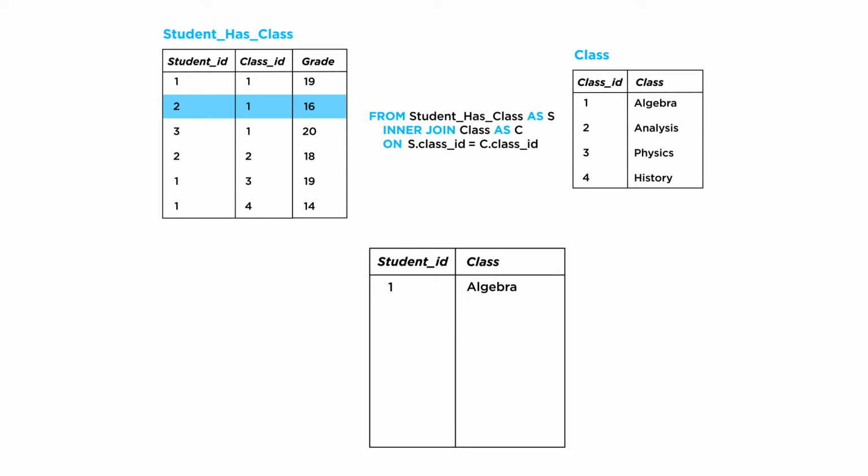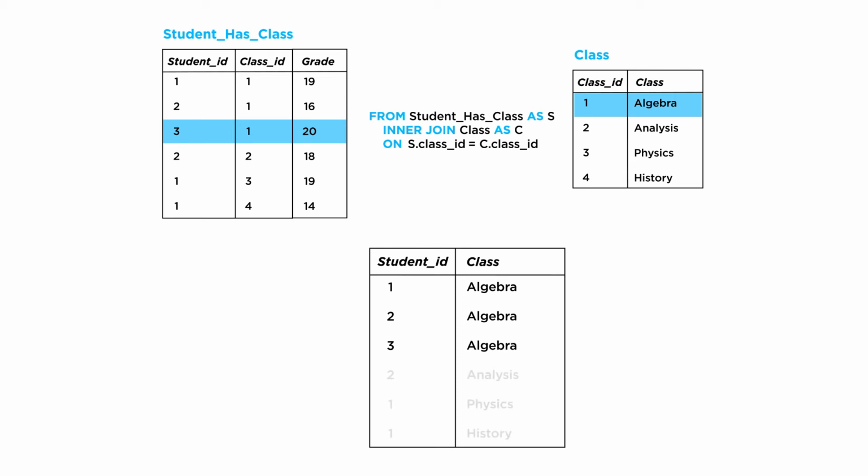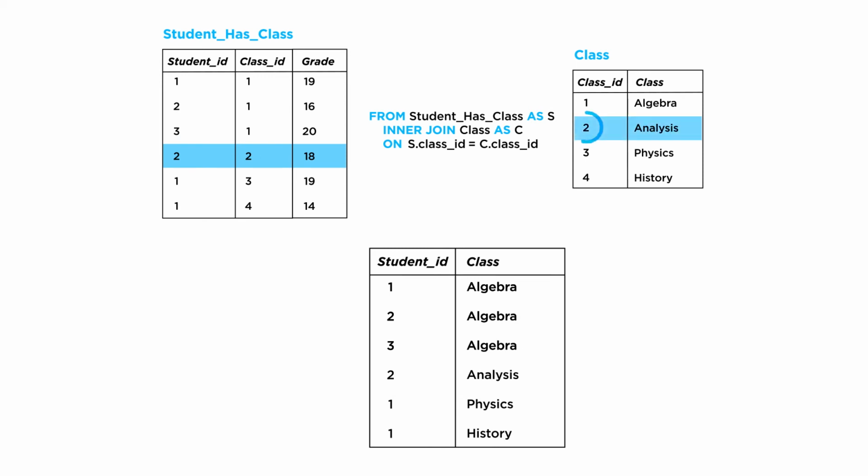Second row of the table, student ID 2, class ID 1. Again, we look up class ID 1 in the class table, we get algebra. So we have student ID 2 and algebra in the output. Again, third row, student ID 3, class ID 1, same process, student ID 3 and algebra in the output. Fourth row, student ID 2, class ID 2, we look up class ID 2, it's analysis. So student ID 2 and analysis in the output.